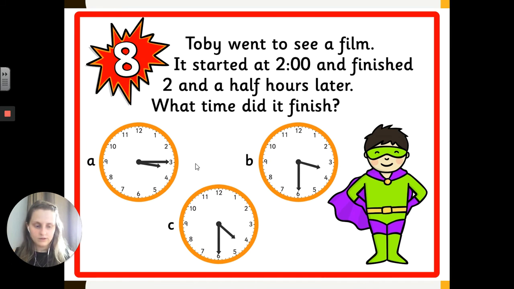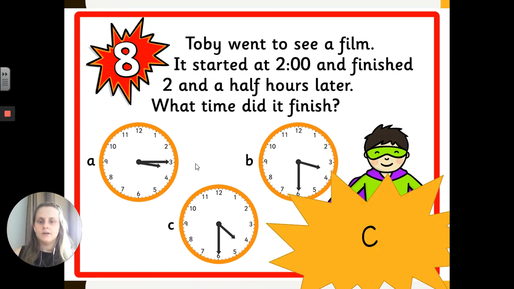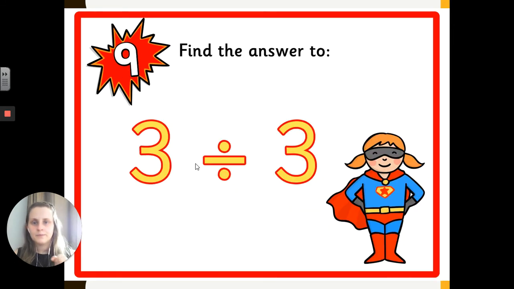Okay, and your answer to this one is C. A shows us 3:15, B shows us 3:30, and C shows us 4:30. If the film started at 2 and finished 2.5 hours later, 2 hours is 4 o'clock, another half an hour is 4:30. Number 9, find the answer to this calculation.